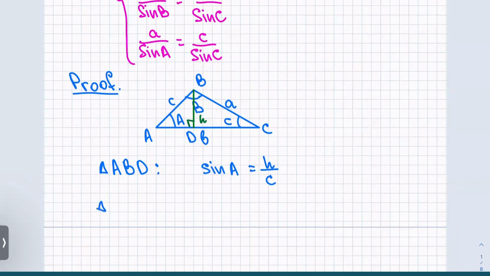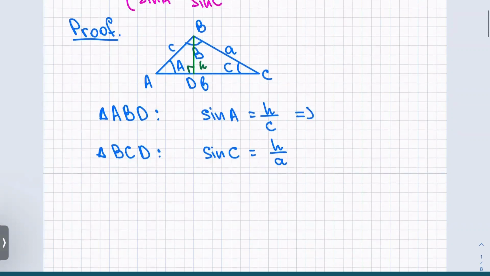Now, similarly, dear students, we consider the triangle BCD or DBC. It doesn't matter. And here we will consider the angle, I have to write here the capital C, the sine of the capital C angle. And we see by definition of the sine function, what is the sine of the angle C? It's again the opposite side over hypotenuse. But in this triangle BCD, the hypotenuse will be a. So this is exactly what we will get.